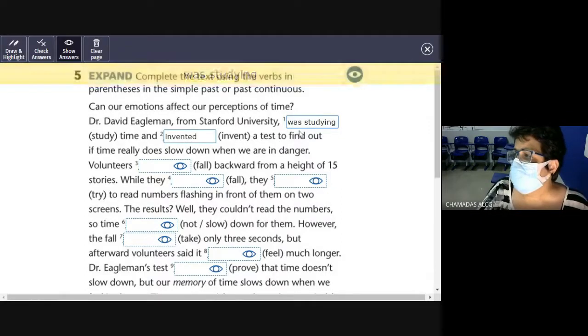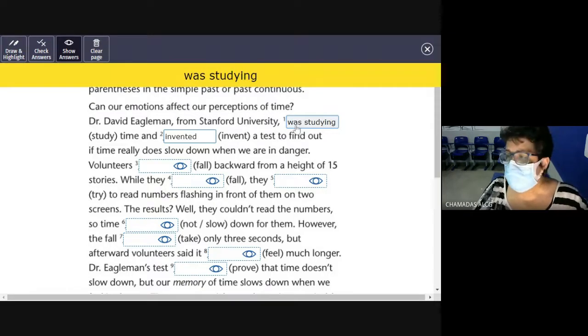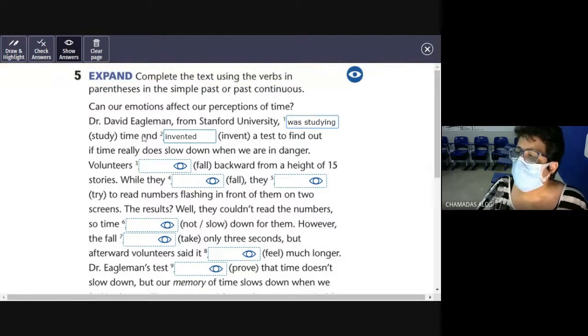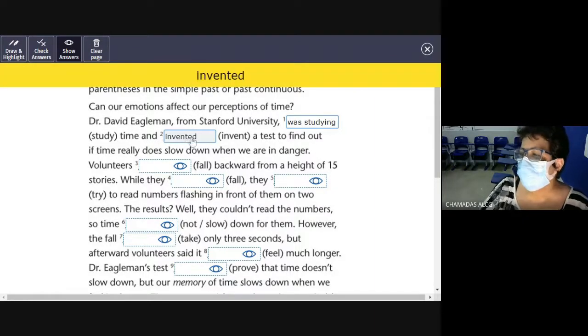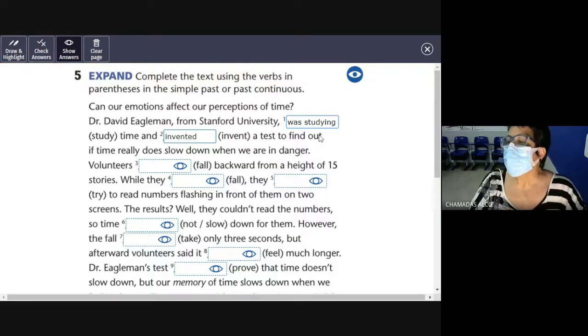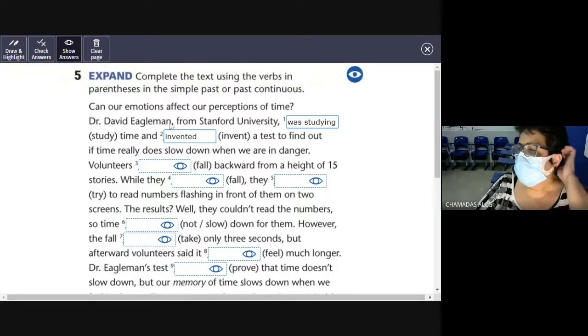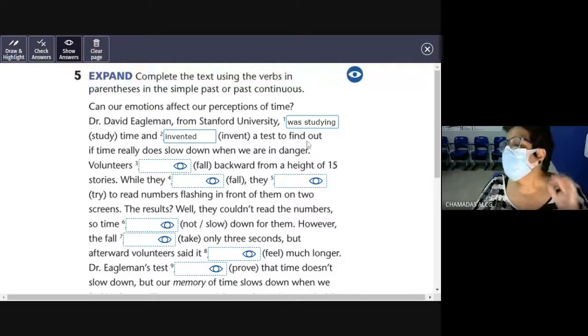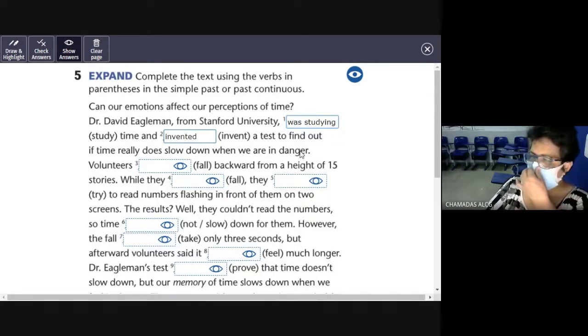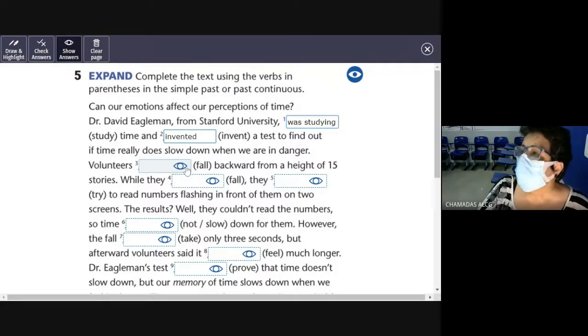So here, the first one should be was studying, and here we could even change the word. We could say when he invented a test, okay? That would be better to understand. So David Eagleman, Dr. David Eagleman from Stanford University was studying time when he invented a test to find out if time really does slow down when we are in danger, okay? Okay, now volunteers, what did you put?